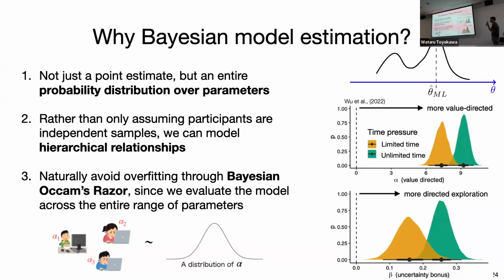And additionally, one other benefit is that this Bayesian approach allows us to naturally avoid overfitting through the Bayesian Occam's razor. Since we're evaluating the model across the entire range of parameters, we're capturing them not only at their best, but also at their worst, okay?